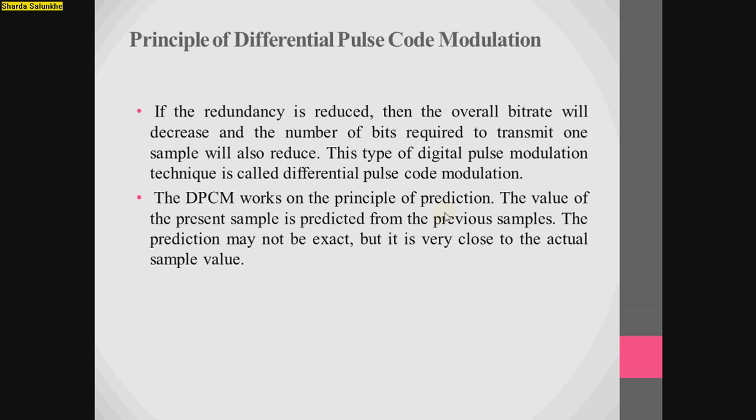This type of digital pulse modulation technique is called differential pulse code modulation. The DPCM works on the principle of prediction, and the value of the present sample is predicted from the previous samples or the difference between the previous samples, and the prediction may not be exact, but it is very close to the actual sample value.